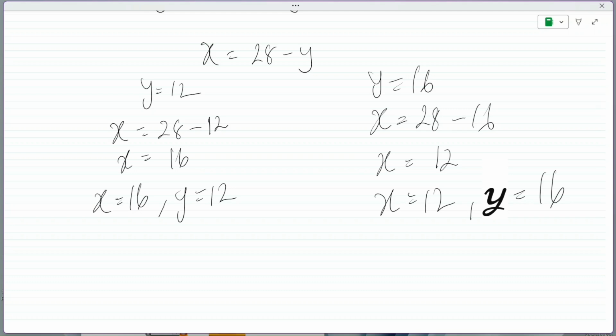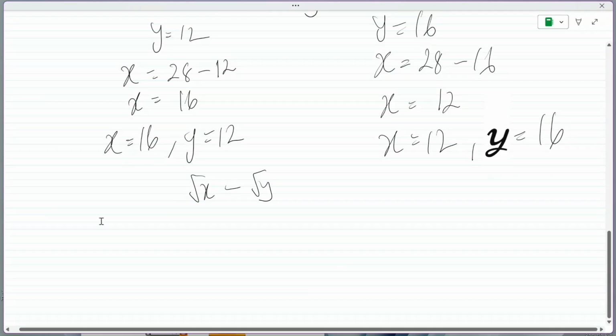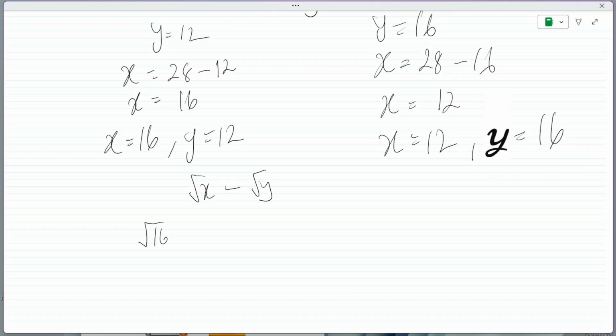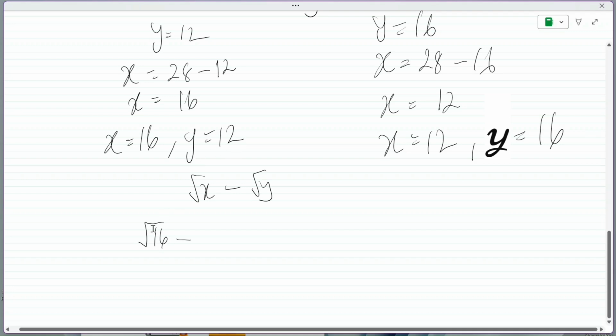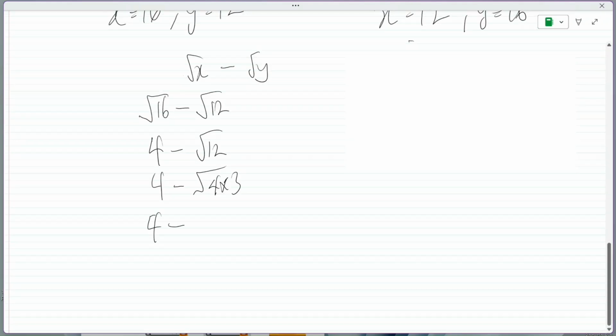And remember, we assumed that the square root of the question is square root of x minus square root of y. So for the first value for x and y, we can say square root of your x here is 16 minus square root of 12. 16 is a perfect square, so square root of 16 is 4 minus square root of 12. We can break this 12 down into its basic form. We have 4 minus root 12. 12 has a perfect square greater than 1. That's 4, and 12 can be 4 times 3. We have it as 4 minus square root of 4 times square root of 3.